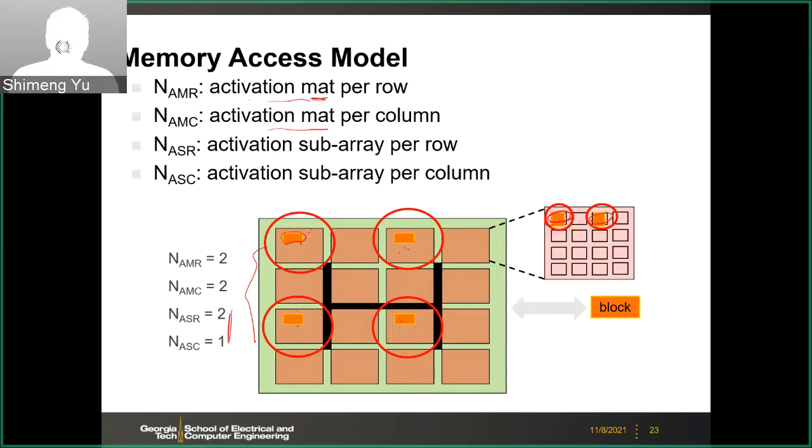So those are the design variables. If you are a higher level designer, right? Let's say you are a computer architect, then you need to design the higher level organization. So those are the issues you need to address.